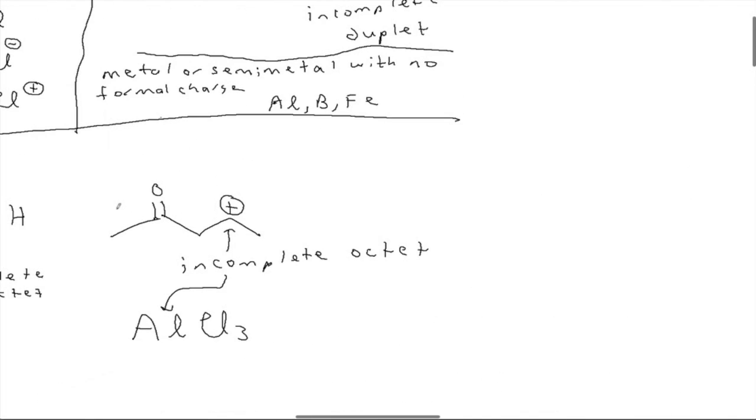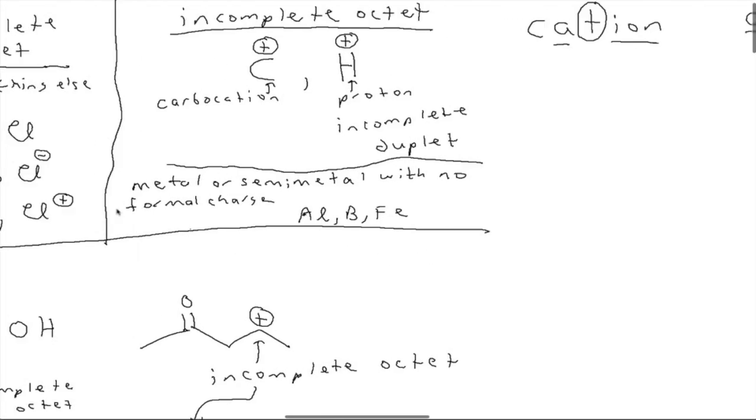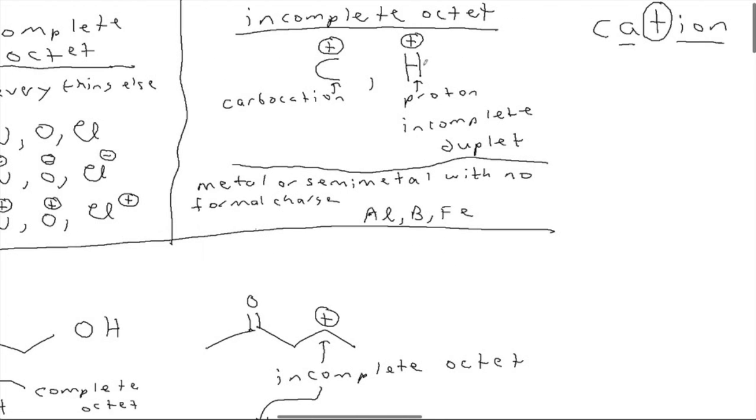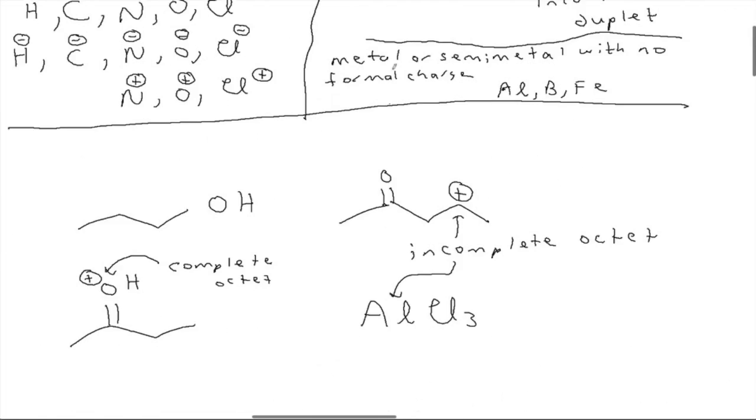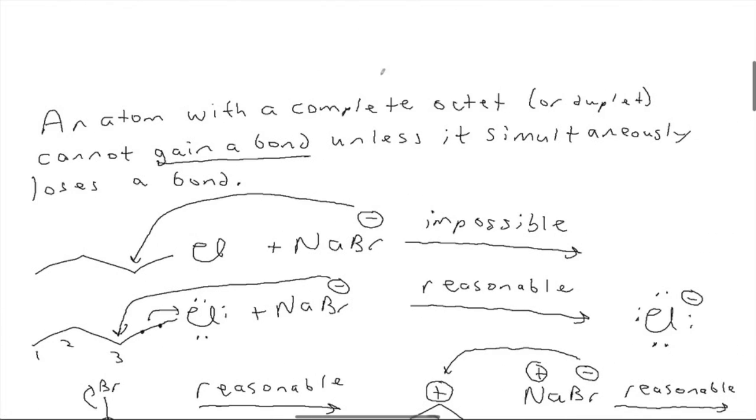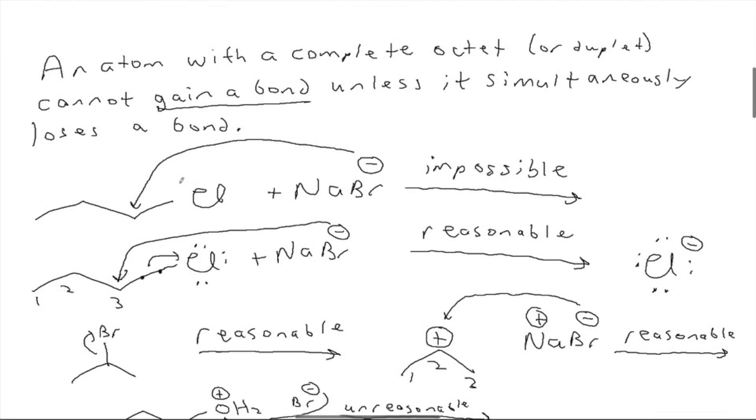If you're forming a new bond, it either has to be with an atom that has room, a carbon with a positive charge or a hydrogen with a positive charge, or if you're forming a new bond on an atom with a complete octet, you have to also simultaneously lose a bond. So that was another new rule that we were going over.